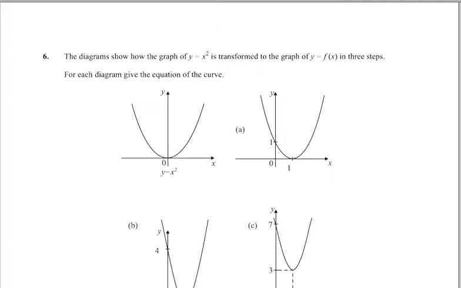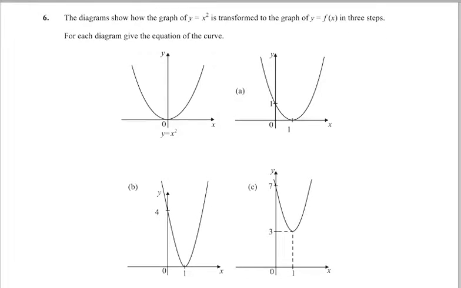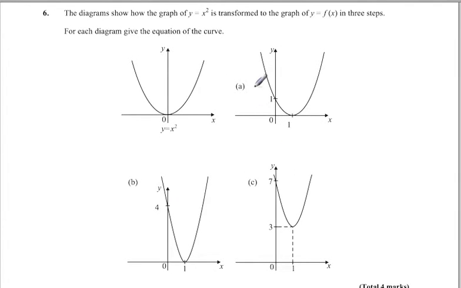Okay? All right, so let's look at this. The diagram below shows how the graph of y equals x squared is transformed to the graph of y equals f of x in 3 steps. For each diagram, give the equation of the curve. So here's y equals x squared. And what they're saying is it goes from A to B to C, and there are certain transformations happening. And basically, this is f of x. So it starts from y equals x squared and ends up with this function over here, which is y equals f of x.